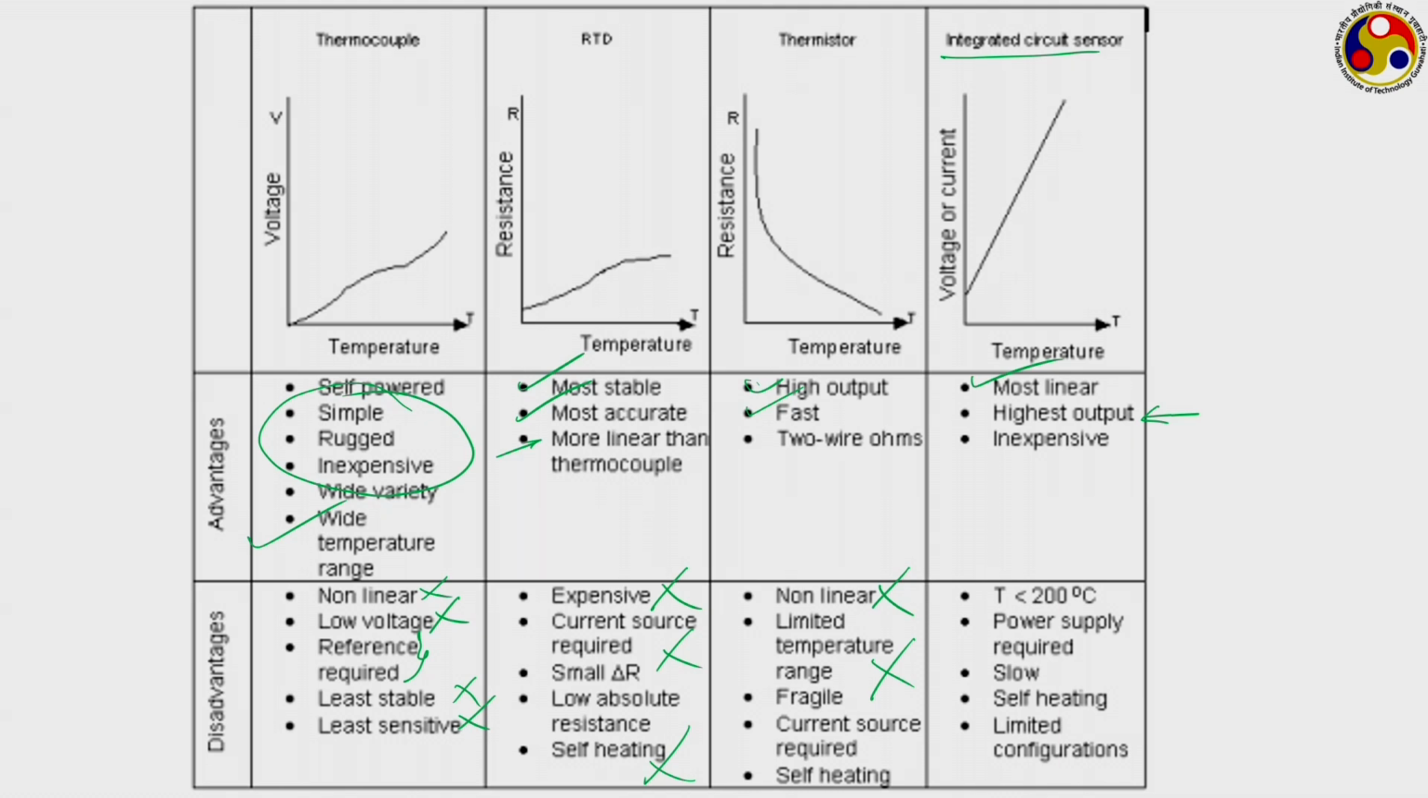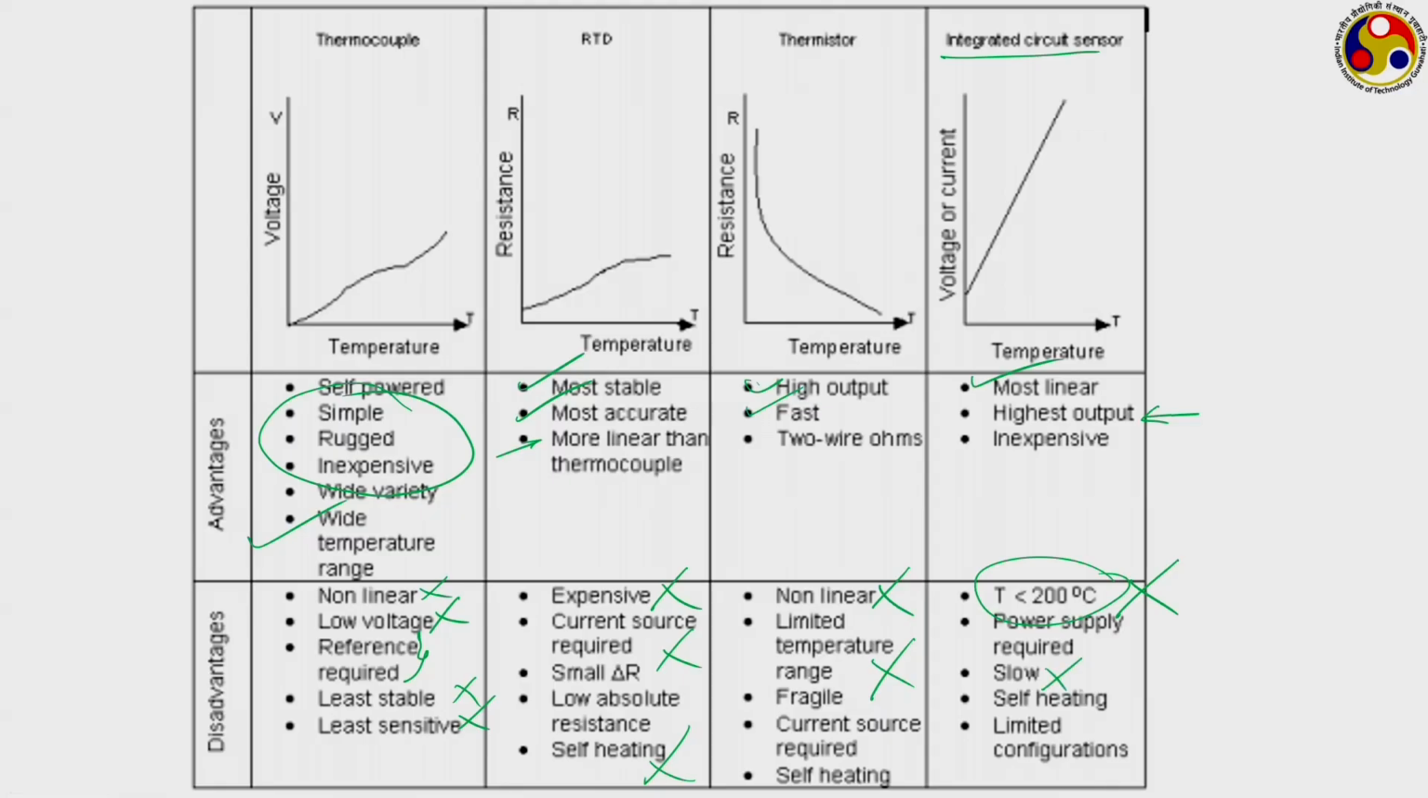And IC based sensors: their advantages are their very linear output, the most linear of all, and also the highest output, and they are very inexpensive, comparable with thermocouples, sometimes even cheaper. Their problems are the limited temperature range and the requirement of a power supply, and they are quite slow, probably the slowest among all 4.